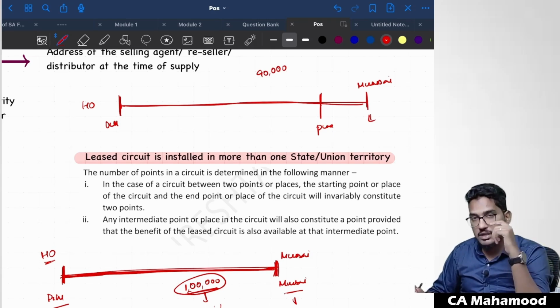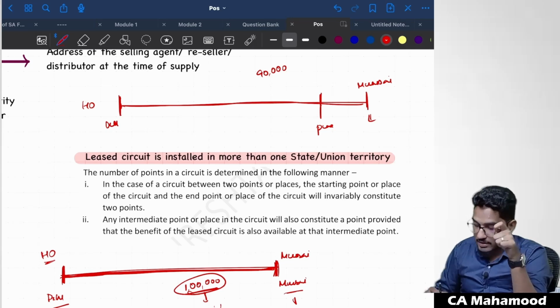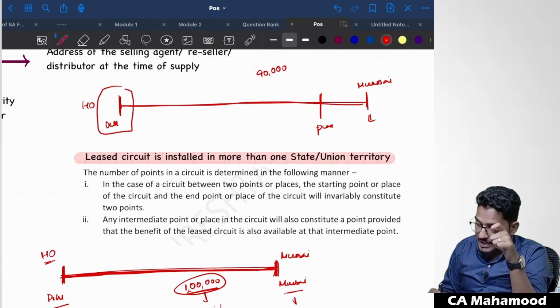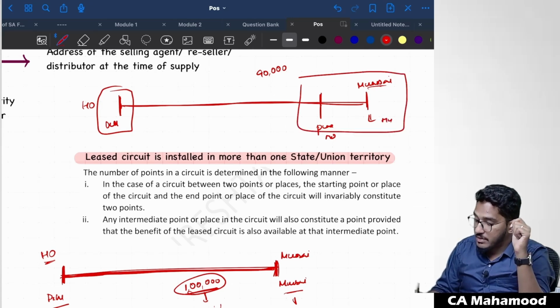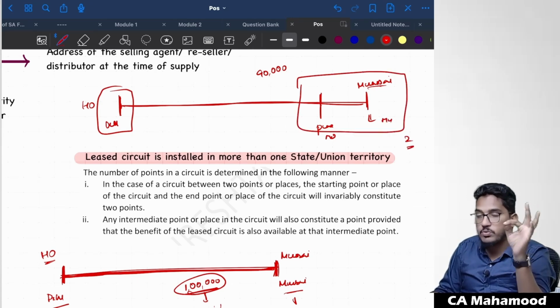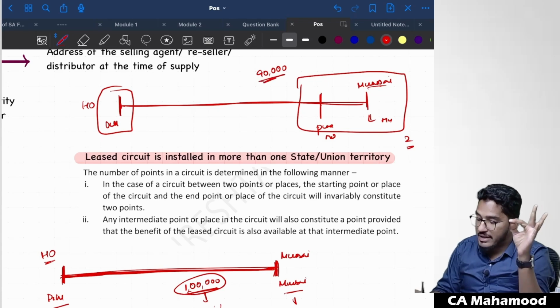Now how do I have to divide? Here also, the number of points in each state. If you pay close attention, in Delhi I have 1 point. Pune also belongs to Maharashtra. Mumbai also belongs to Maharashtra. So in Pune and Mumbai, that is Maharashtra put together, I have total 2 points. So I have to divide this entire 90,000 in the ratio of 1:2.